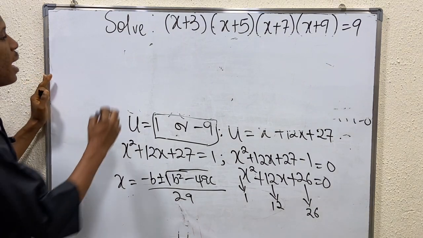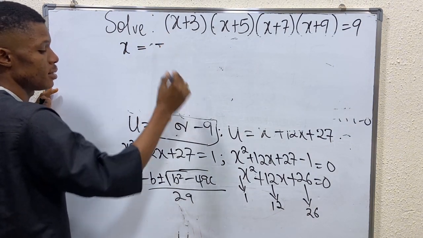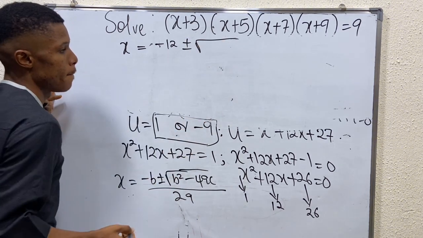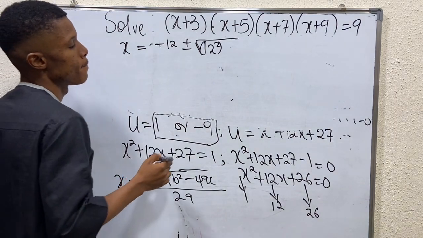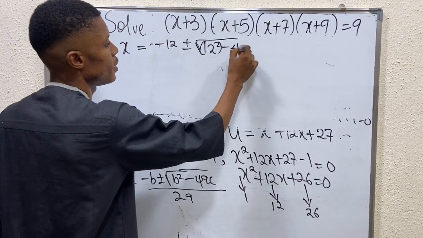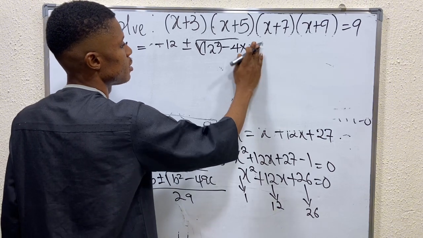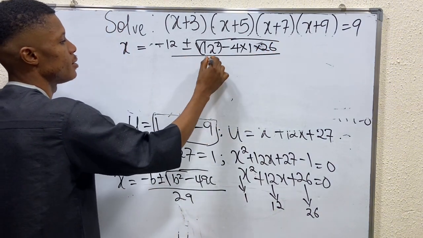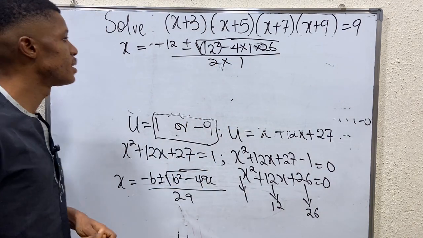So clearly, we have it that x is equal to minus b, which is 12, plus or minus the square root of b, which is 12, squared. Okay? Then minus 4 times a, which is 1, times c, which is 26. Then divided by 2 times 1 because a is also 1. So what are we getting here?